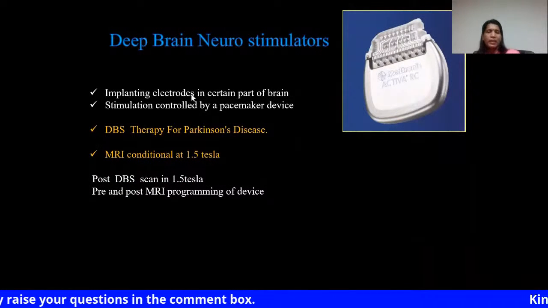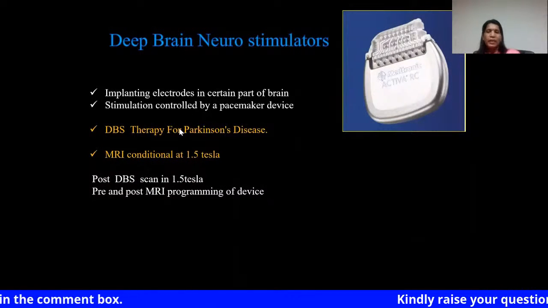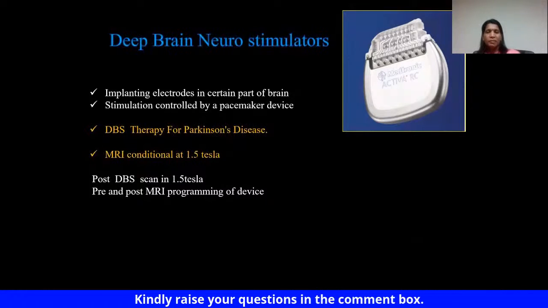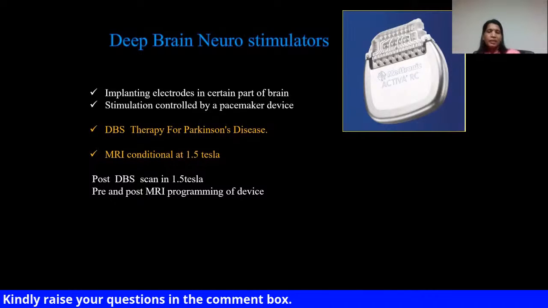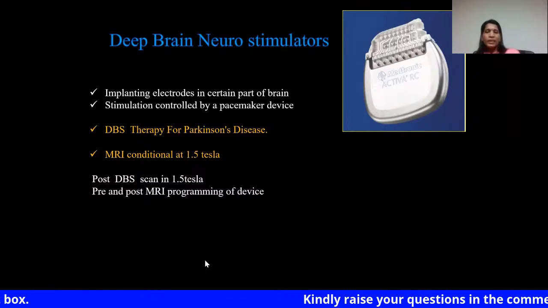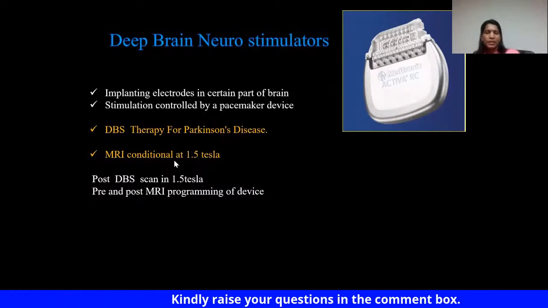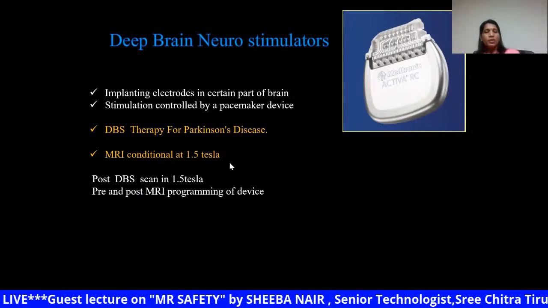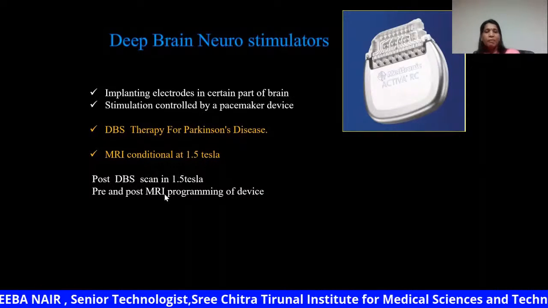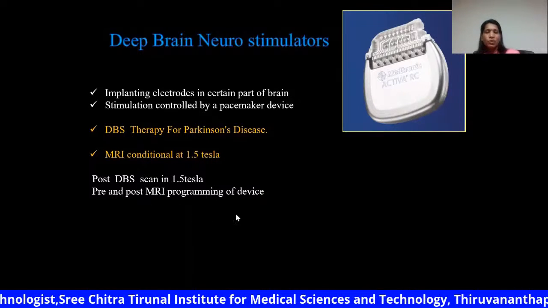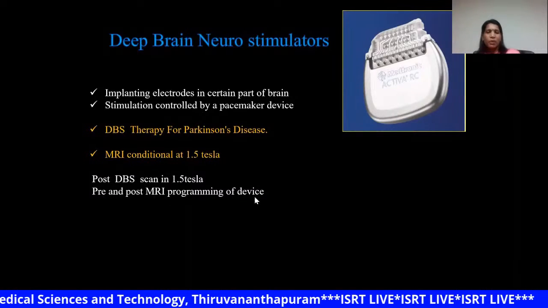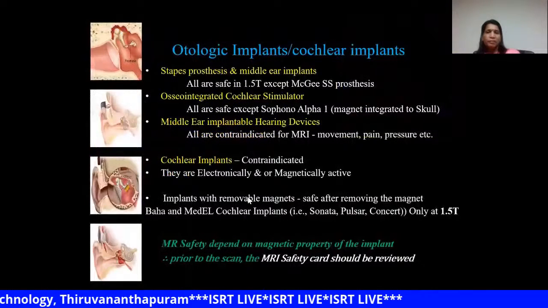Deep brain stimulators are placed inside the brain for the treatment of Parkinson's disease, and this is placed in a very critical area of the brain. So we have to see the MR conditional safety conditions for this device. The device we are using in our institute is safe at 1.5 Tesla, and we usually scan these patients at 1.5 Tesla. Before taking the patient, we switch off the battery and then scan, and after that it is reprogrammed after completing the scans.